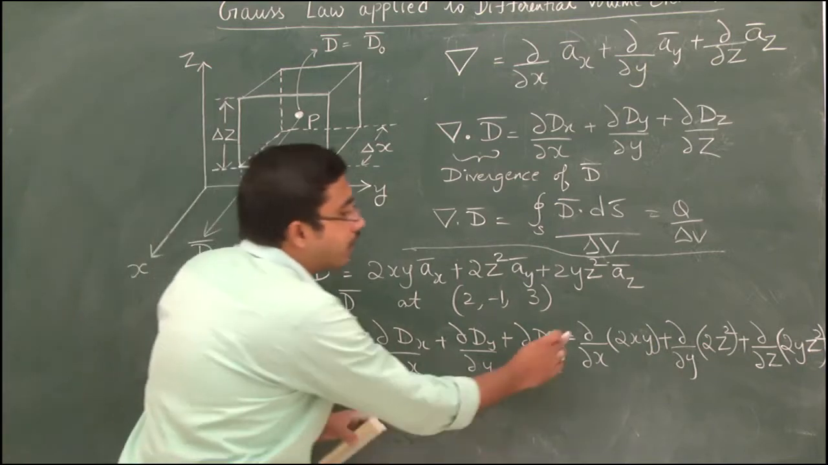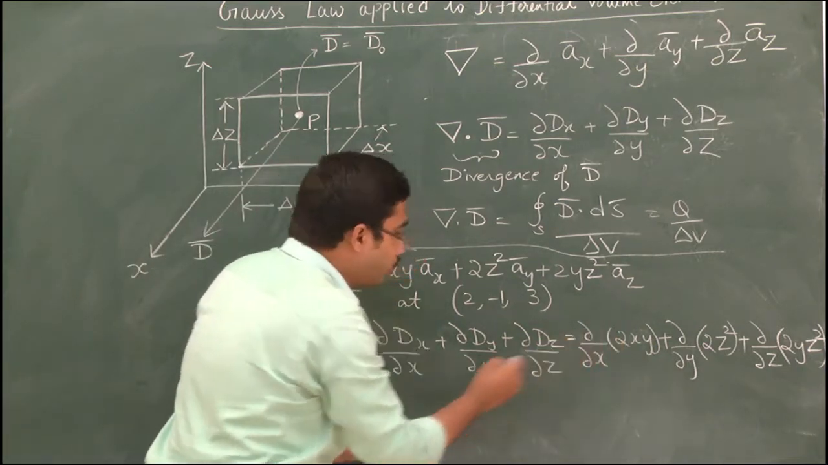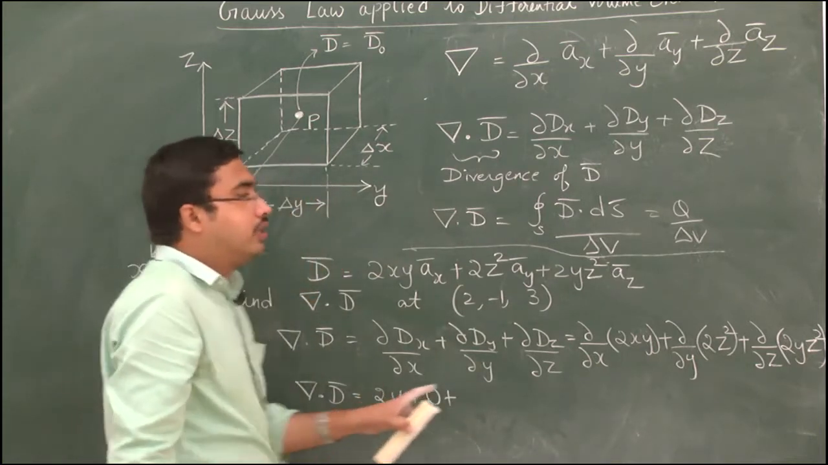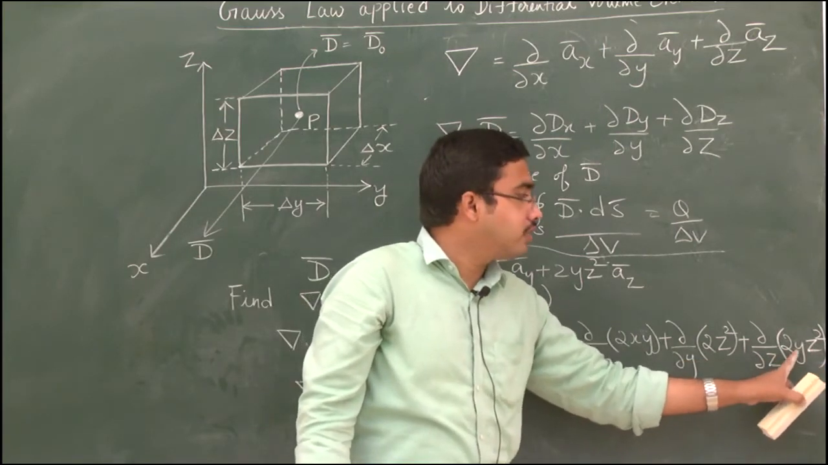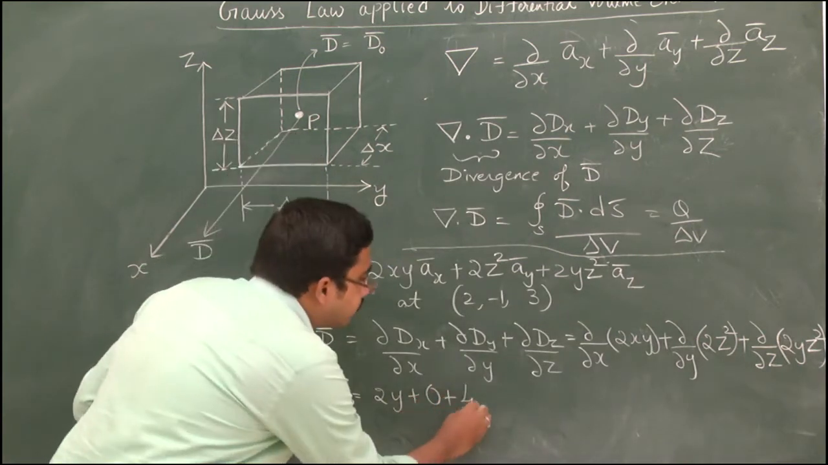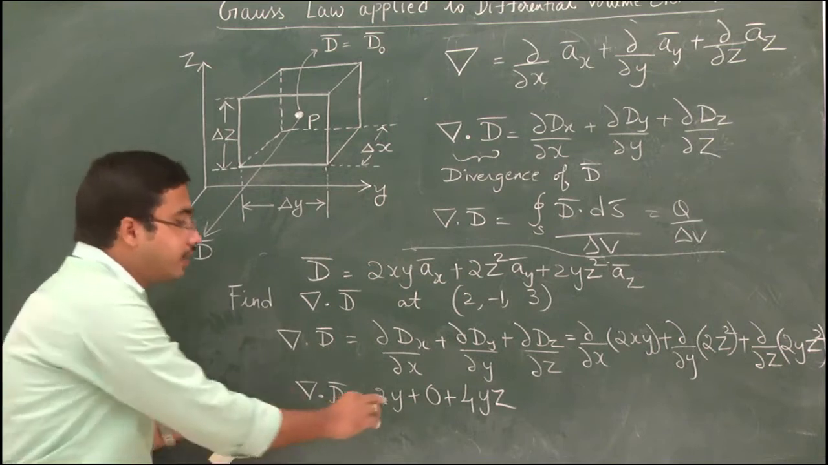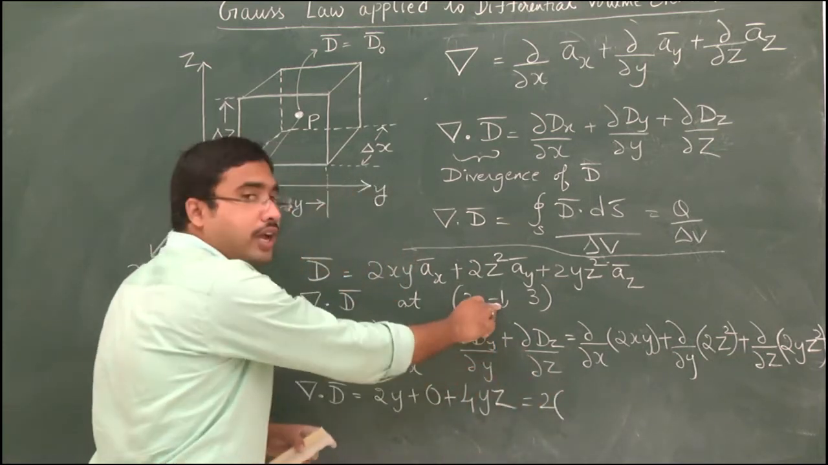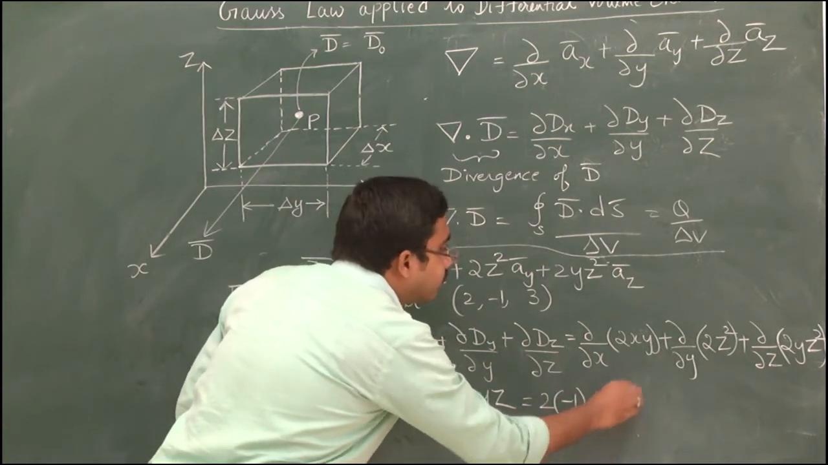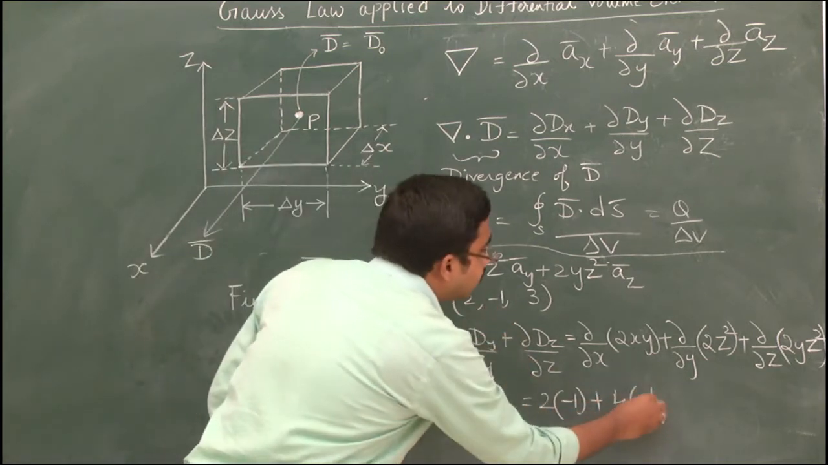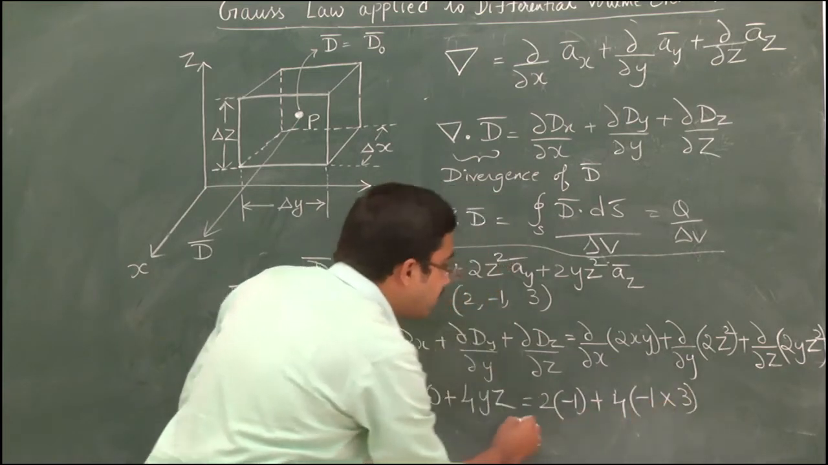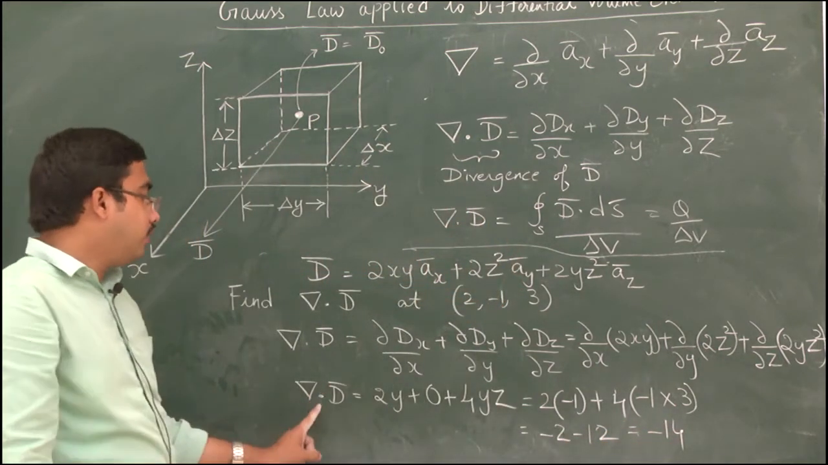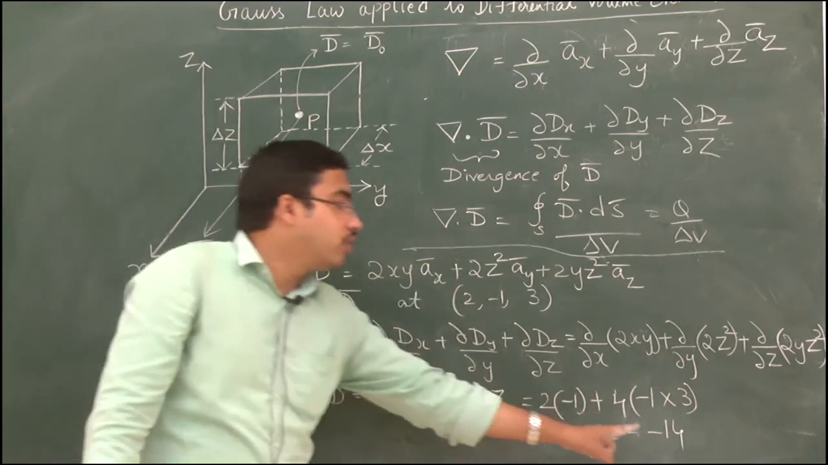bar, which is equal to, what is the partial derivative of 2xy with respect to x, 2y. Partial derivative of 2z square with respect to y, 0. Partial derivative of 2yz square with respect to z, 2y is a constant, derivative of z square is 2z. So 4yz. This is the value of del dot D bar. Now in place of x, y, z, you can substitute 2, -1 and 3. So the final expression is 2y, that means 2 into y value, -1, plus 4 into yz, that means y is -1 into z value is 3. That means -2 minus 4 times 3 is 12, which is equal to -14. So this is the value of del dot D bar for the given function.